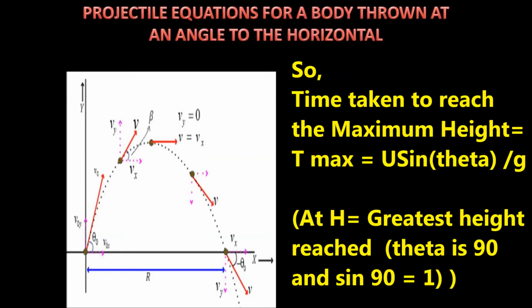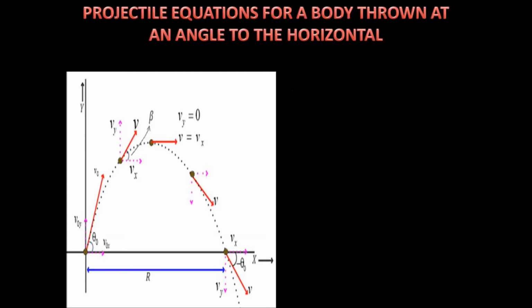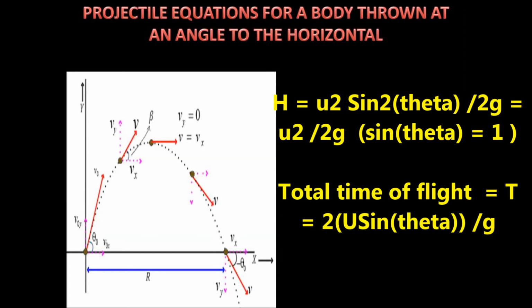If we keep theta at many various values, we can find it, but that will be for theta only, not for the maximum height. So it goes from sin 1, sin 2, sin 3, sin 4, sin 10, sin 20. At sin 90, it has reached the maximum height. So T max is equal to u sin theta by g, but sin theta at that maximum height is 1, since sin 90 is 1. So T max is equal to u by g. H is equal to u square sin square theta by 2g, so u square by 2g, because sin theta is equal to 1.